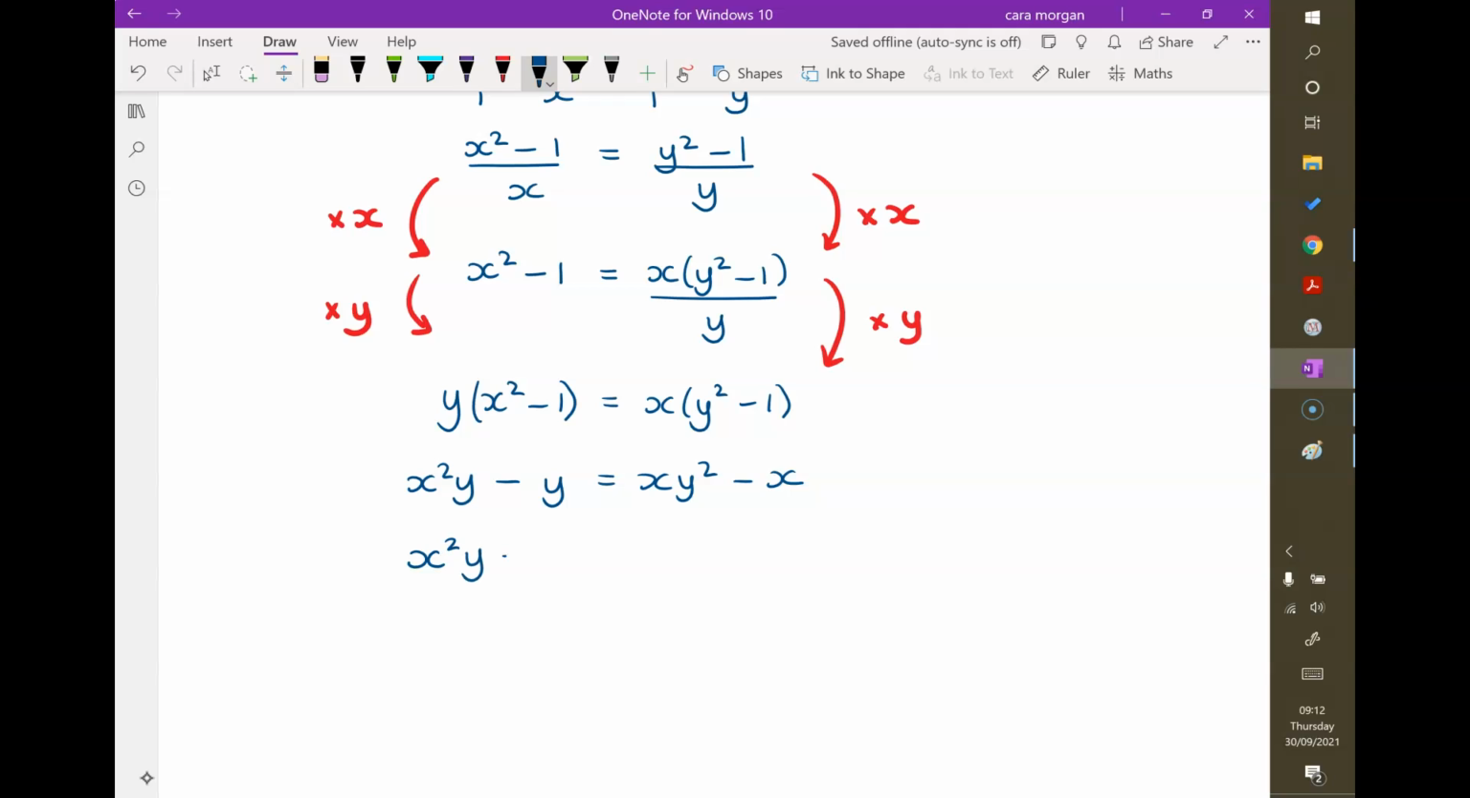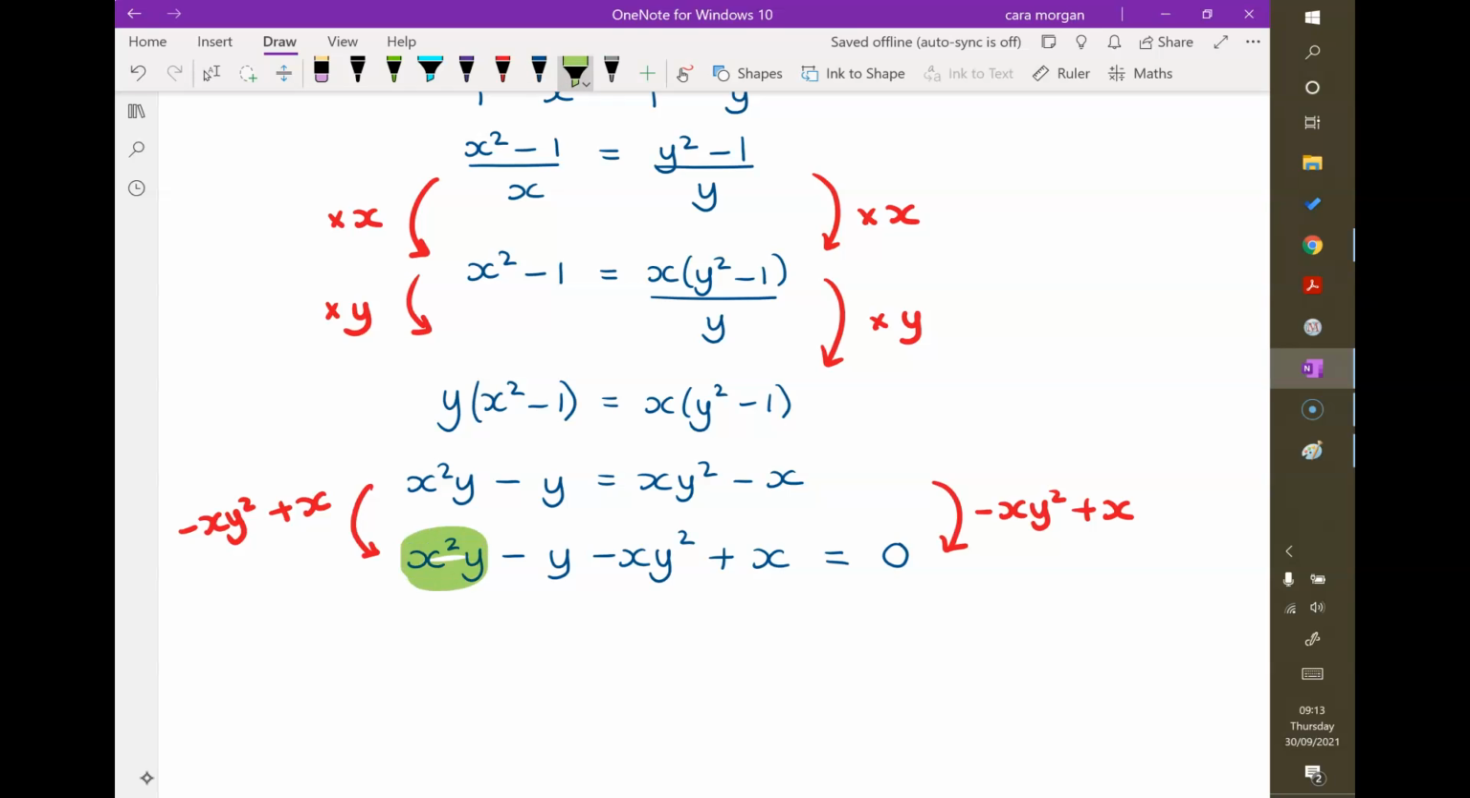So x squared y subtract y. I'm going to subtract xy squared from both sides and add x to both sides, and I have equals 0. I'm going to put my red arrows in there to show you that I subtracted xy squared and added x to both sides. I think it's quite useful, especially if you're starting out with algebra, to really explain what you're doing. Now I can see that I've got two terms, x squared y and xy squared, that both have an xy in common. That's quite useful.